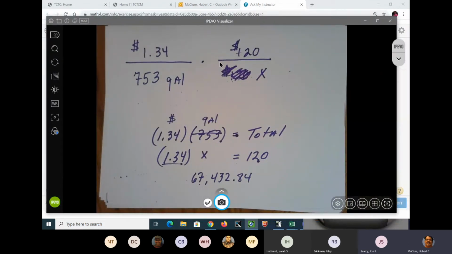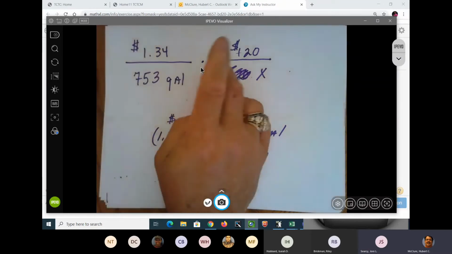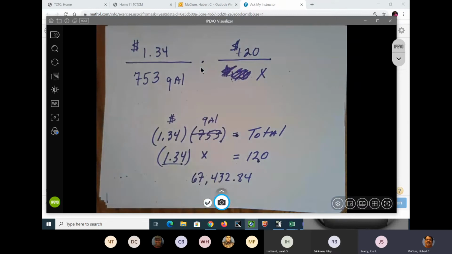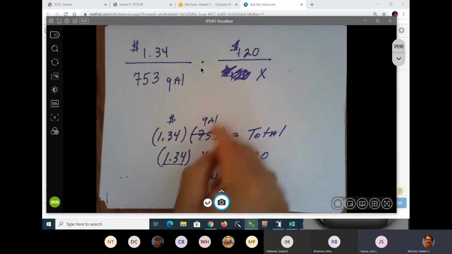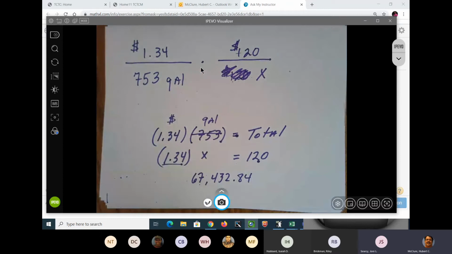Oh, direct proportion. I was thinking of unit conversion. That's why I didn't set up the dollar up there. I'm talking to myself. Okay, so you can set it up like that. Dollar over gallon equals dollar over gallon, and then cross multiply and solve for X.